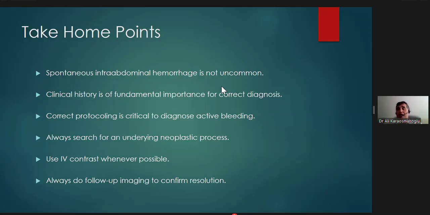So use IV contrast whenever possible. Try not to get any non-contrast only scans in these patients. Again, as I said, always do a follow-up imaging to confirm resolution.